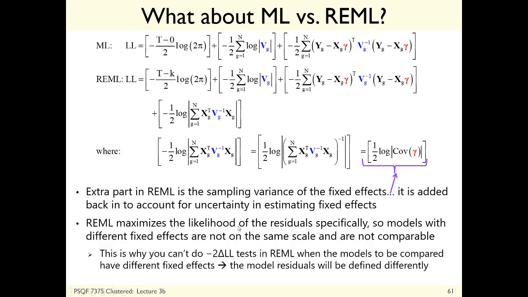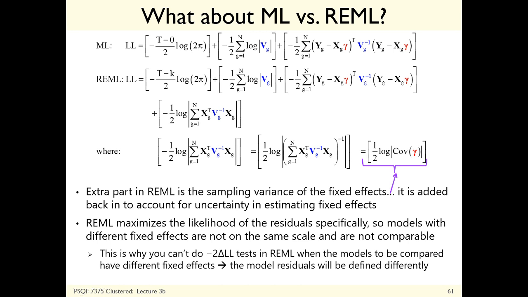Here's the math. I'll be honest with you, I don't understand this. I copied it out of a book. I copied it out of someone else's book to put in my book. I did cite them though. But what it works out to is that this is the extra chunk that shows up in REML, and that has to do with the fixed effects standard errors. So when you are comparing -2 log likelihoods in REML, if their models have different fixed effects, they're on different scales.